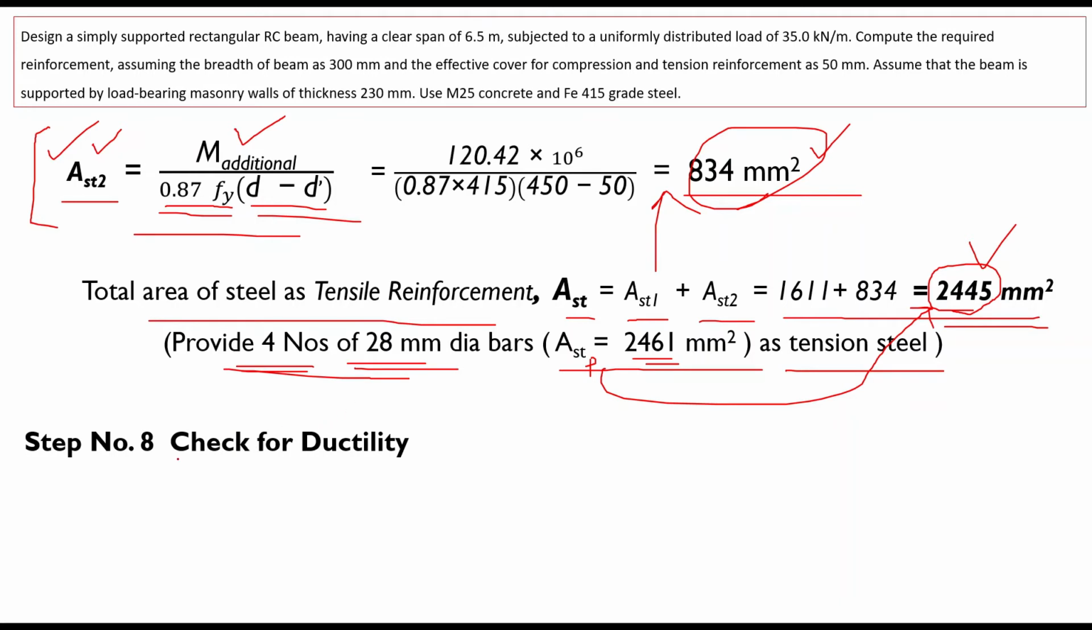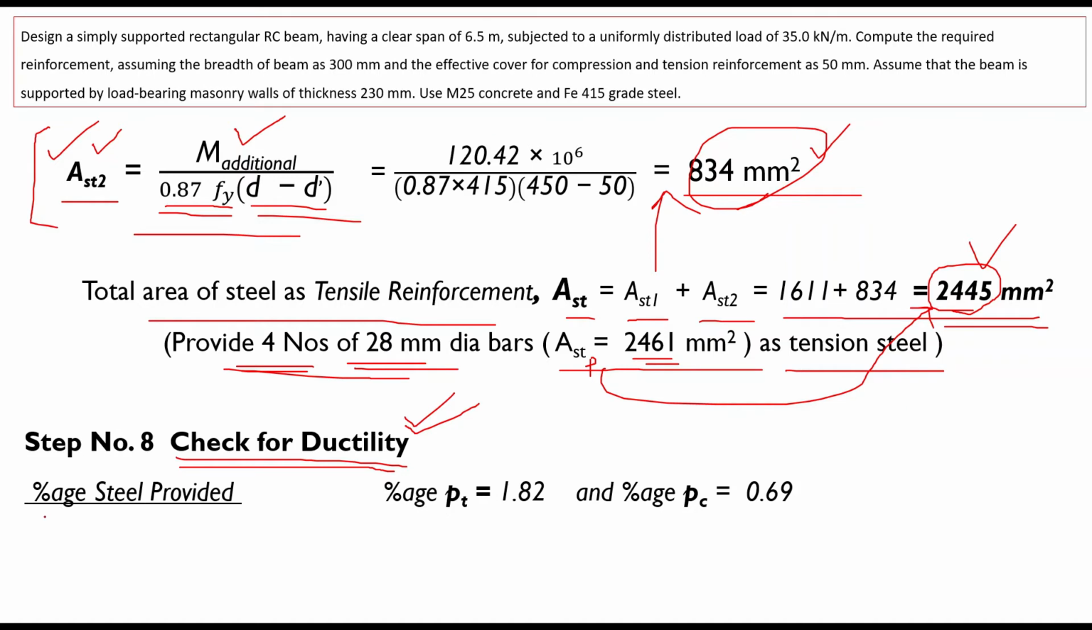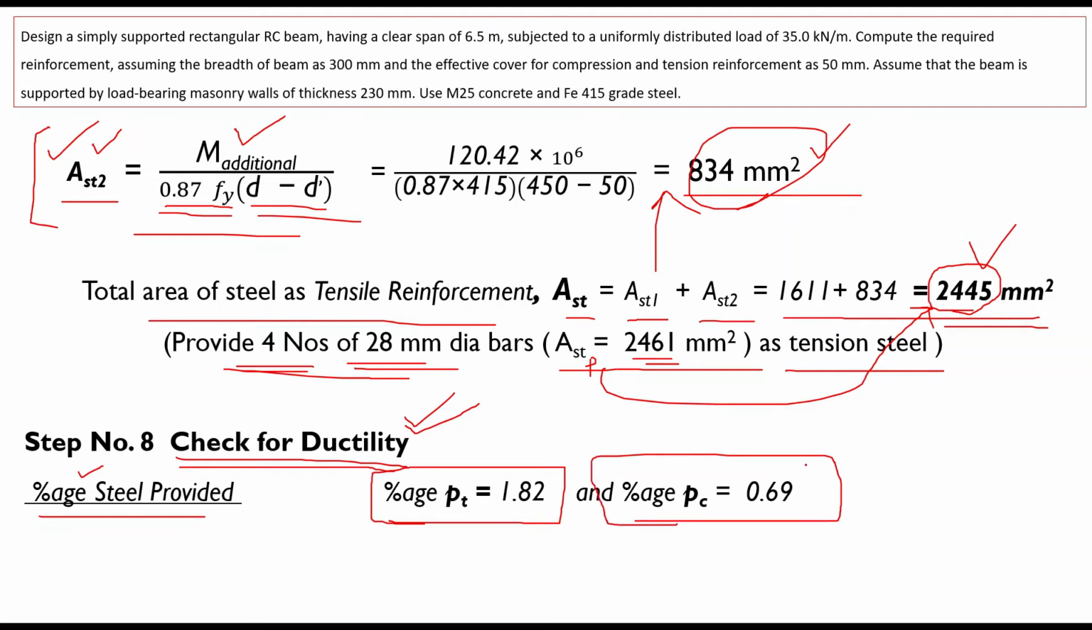Now another important aspect is we have to check the ductility, whether this much area of steel which we have provided is able to give ductility to the section, or whether it is not giving ductility. So here we can do one check for ductility. Now we have provided steel, that means what percentage of steel have we provided. This is the percentage of steel provided on the tension side, and this much is the percentage of steel provided on the compression side.